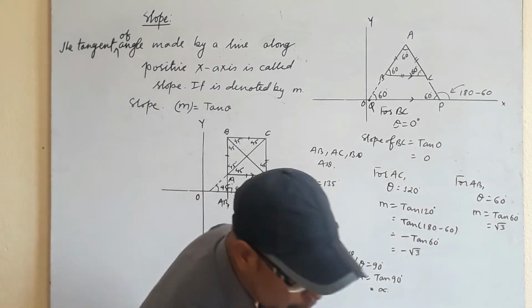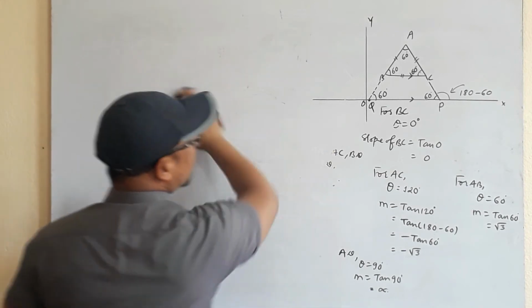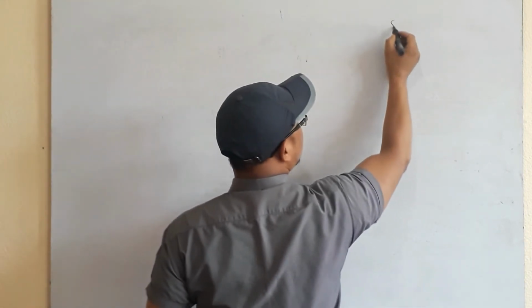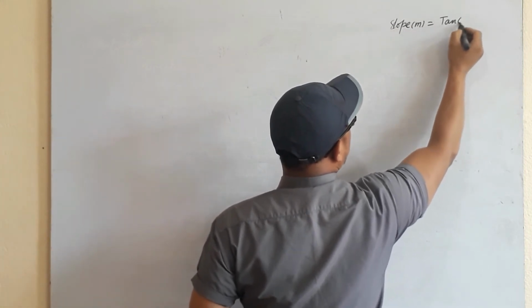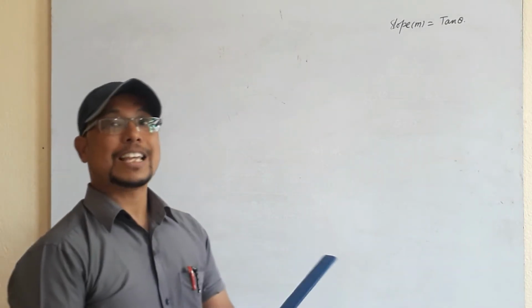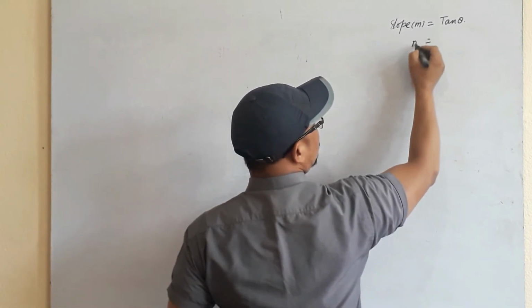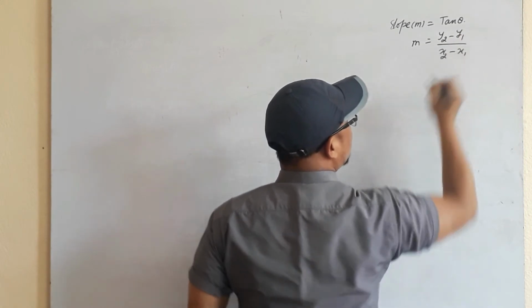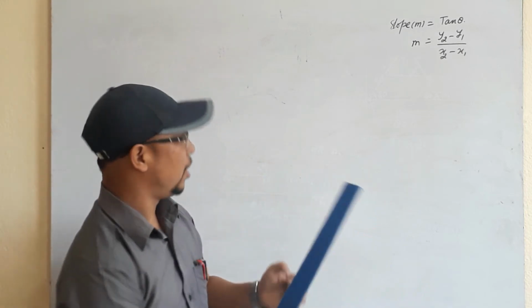Now let's talk about another way of finding it. So this is one formula for slope. Now let me derive another formula of slope. The one formula we just derived is slope m equals tan theta. The other slope formula is y2 minus y1 by x2 minus x1. Now I will derive this formula. How to derive this formula?